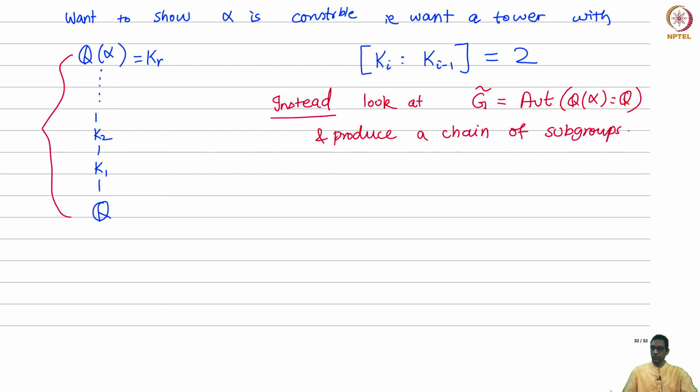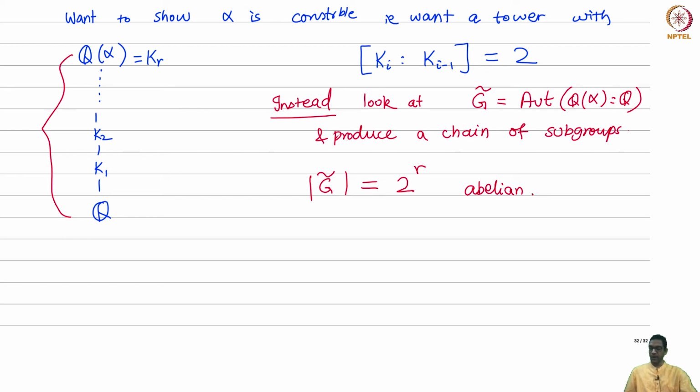Okay. Now how are we going to do this? Well, recall that the cardinality of G is some power of 2. Okay. Now what does that imply? Well, it's also abelian if you wish.